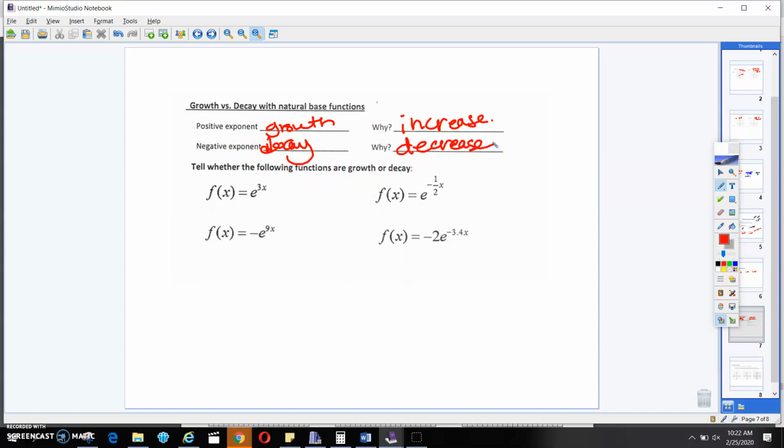So, on these next four, this first equation is going to be growth because there's a positive exponent. Next one's going to be decay because it has a negative out front. Next one, that's going to be growth, despite the fact that there's a negative in the very, very front. We're just looking at the exponents. And then the last one's going to be decay.